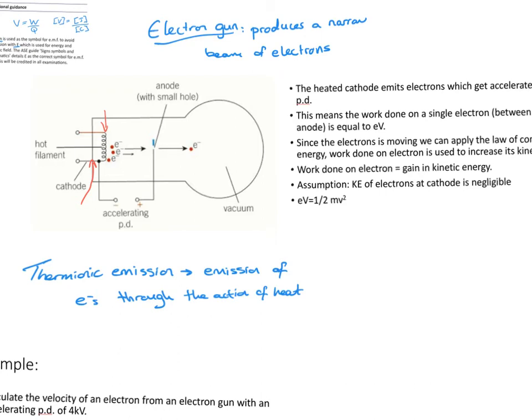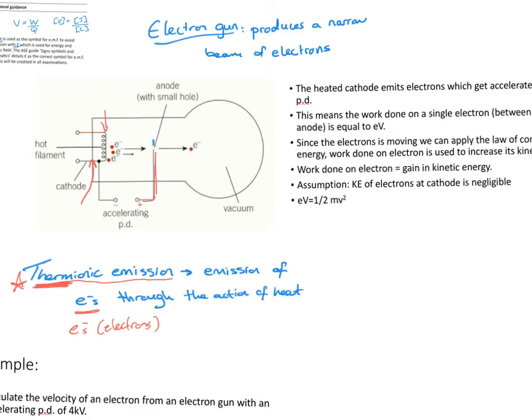Now, this process of electrons being emitted through the action of heat is called thermionic emission. Thermal, remember, stands for heat. So thermionic emission is the emission of electrons. I always write electrons like this for a shortcut. That means electrons, through the action of heat. You need to know that word. It's a key term that you do need to know. So this is the cathode. We take the filament, the hot filament, to be the cathode. And this side here is connected to a positive terminal.